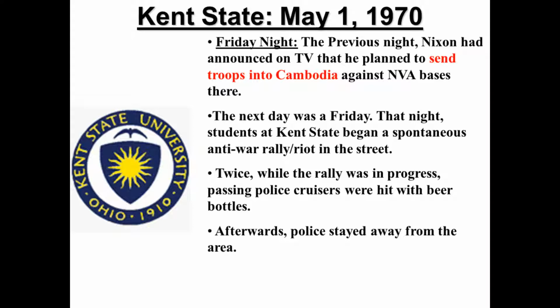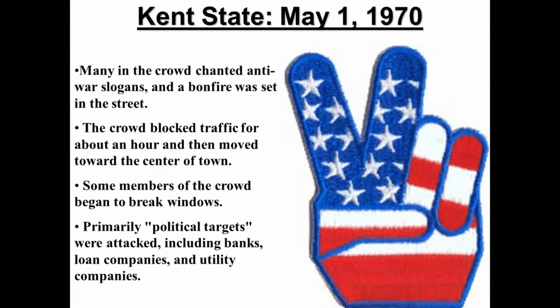What happens at Kent State begins on Friday, May 1st, after the campus lets out students from the classes that day. They gather together at bars and other places, and they begin to form an impromptu protest or rally in the streets off the campus of Kent State. Twice while the rally was in progress, police cruisers were hit with beer bottles. Many of the crowd chanted anti-war slogans, and a bonfire was set in the streets. Crowds blocked traffic for about an hour, and finally, the mayor had to come down, read them the riot act, and try to disperse the crowd.